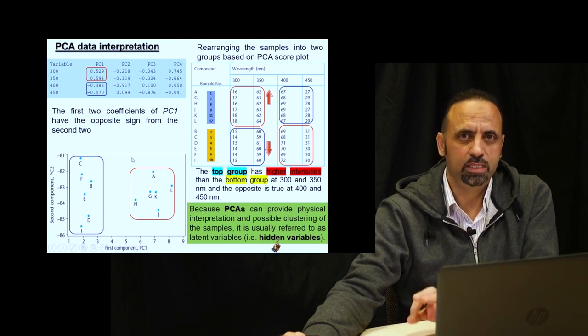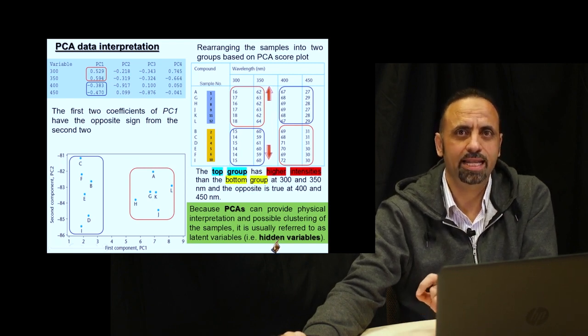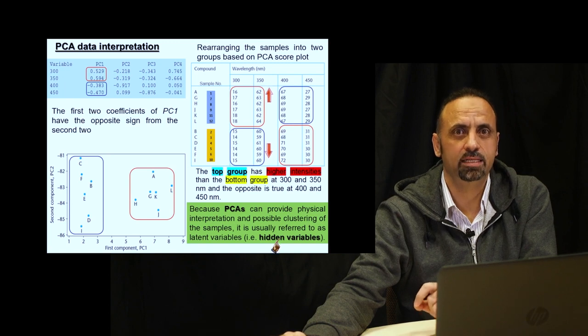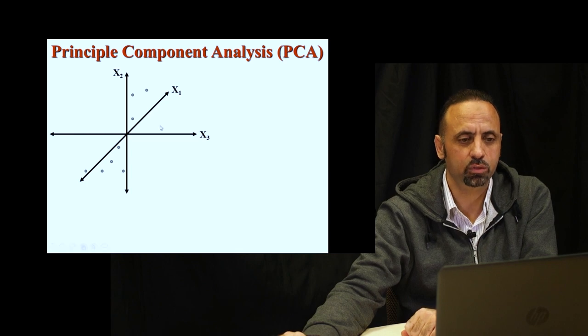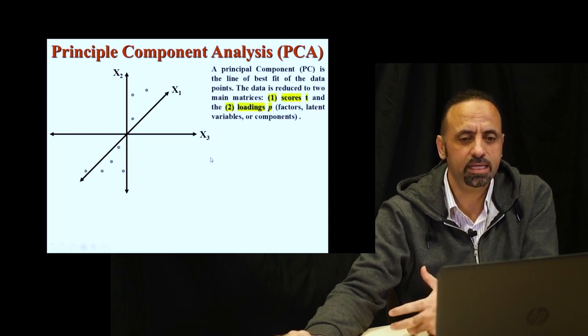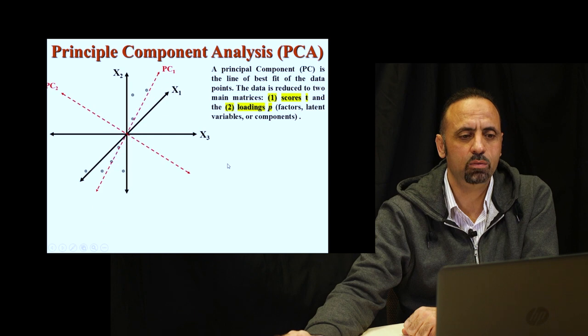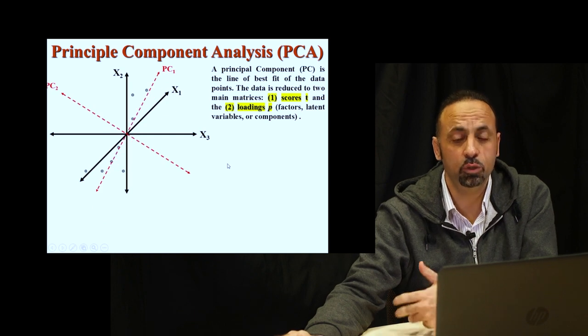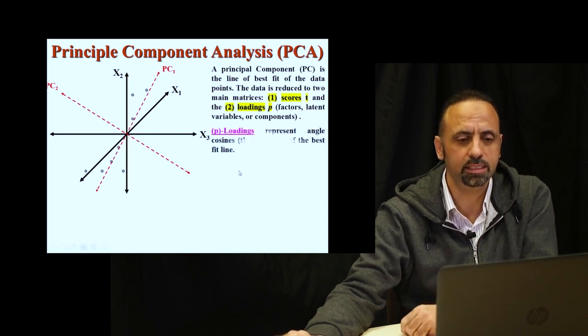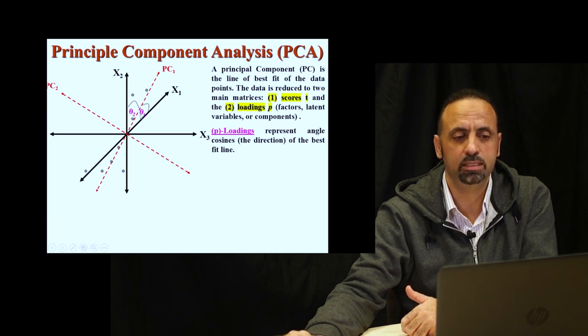As I told you, that's why principal components are called latent variables or hidden variables, because we cannot see them in our normal variables. So from a mathematical point of view, how do we calculate these loadings and the scores? The angle between the suggested principal component and the original one is called the loading, okay? This is the angle.